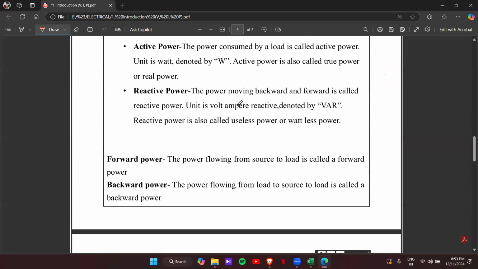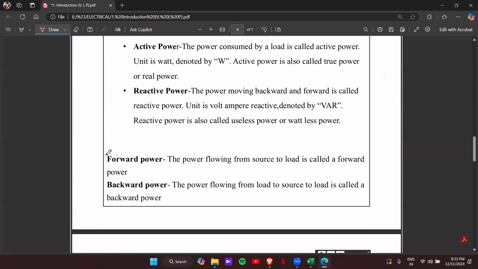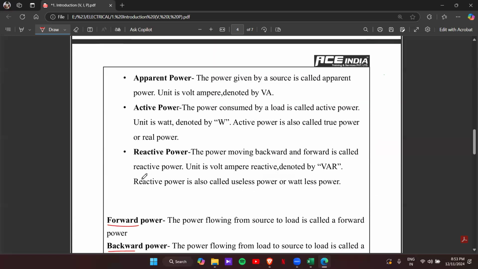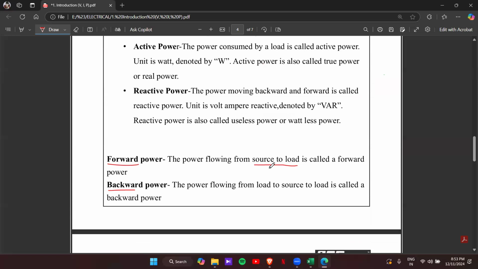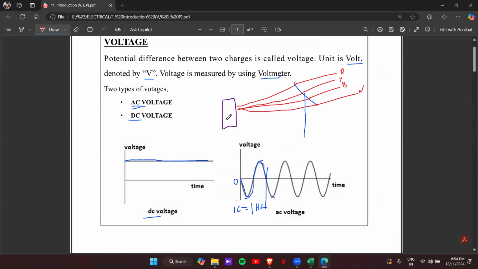Okay, so these things we already discussed, the three types of power. And one more we have, that is the forward power and backward power, the second classification. Forward power means the flow from source to load is called forward power. For example, let's consider a transformer as a source. From the transformer, or from this transmission line, the connection is going to the building or to the space. So that means it is from the source and this will be the load. This is called forward power.